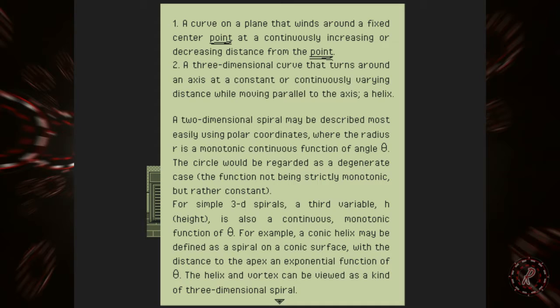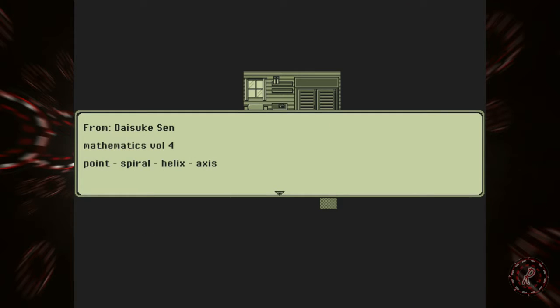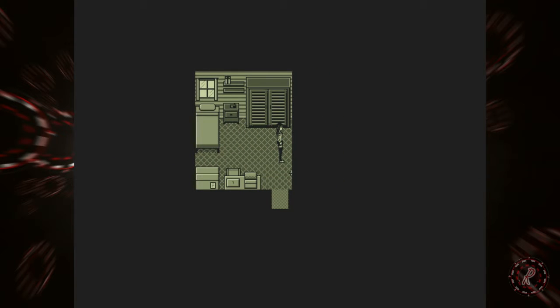Point. Curve on a plane that winds around a fixed center point at a continuously increasing, decreasing distance from the point, to a three-dimensional curve that turns around an axis at a constant and continuously varying distance while moving parallel to the axis, a helix. Okay, point, spiral, helix, axis. I can hear Shavamato right now in my brain telling me, this is why you should have a notebook. Not wrong. Not wrong. All right.